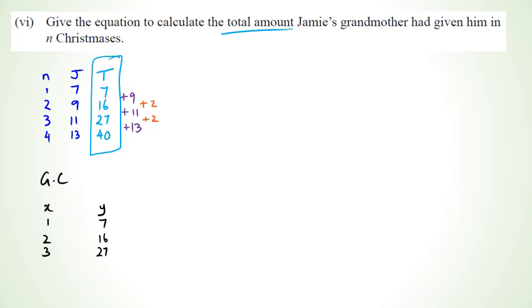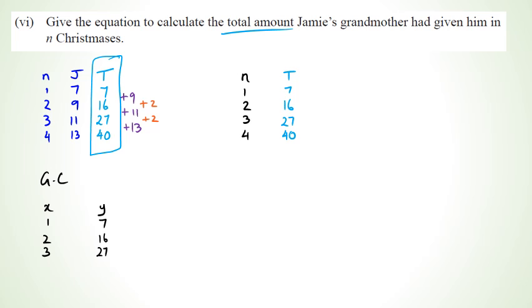Okay, now let's say you don't want to do it with the graphics calculator. How do you actually work with numbers like this? Sometimes it's just having a look at the numbers and seeing if there's any sort of pattern. I don't think it will work for every one of these tables, but sometimes it can work. So when I look at the table, I've got n is 1, 2, 3, and 4, and my totals are 7, 16, 27, and 40.